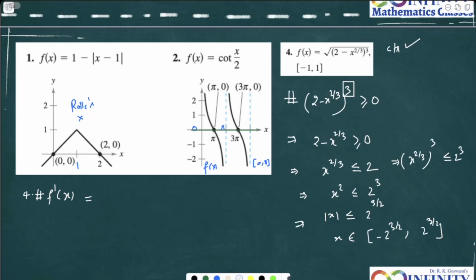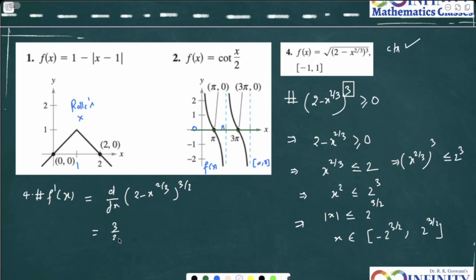Perfect. Okay, so because it's chain rule, I normally rewrite it in terms of parentheses. So first of all, let me just rewrite the statement. It should be like (2 minus x power 2 by 3), exponent 3 by 2. Am I right? Yeah. And now the power rule is applicable there.